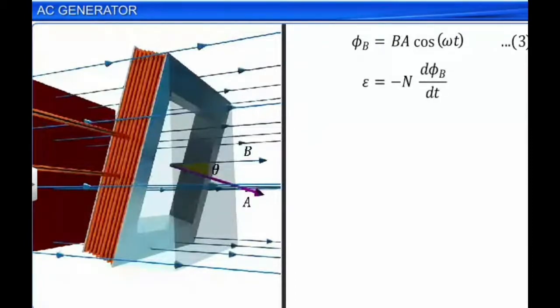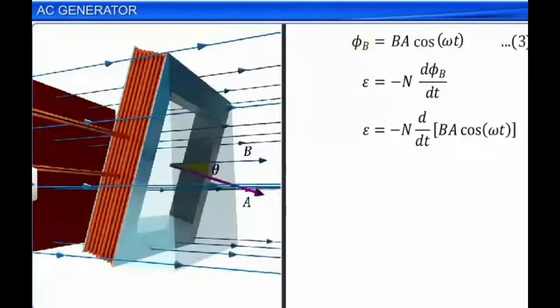epsilon is equal to minus N d by dt of phi B, where capital letter N stands for the total number of turns in the coil. Here the negative sign stands for the direction of induced EMF. Now substituting for phi B from equation 3, we have epsilon is equal to minus N d by dt of BA cos omega t.